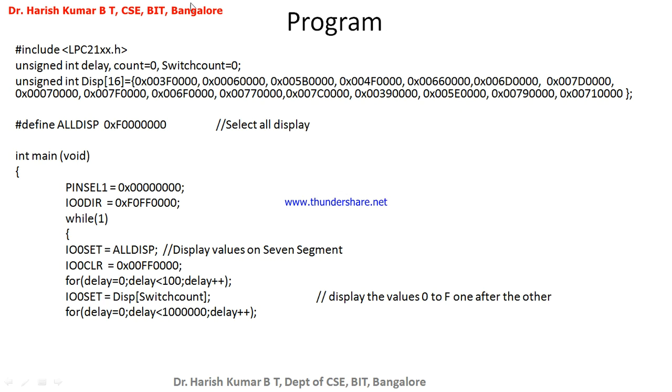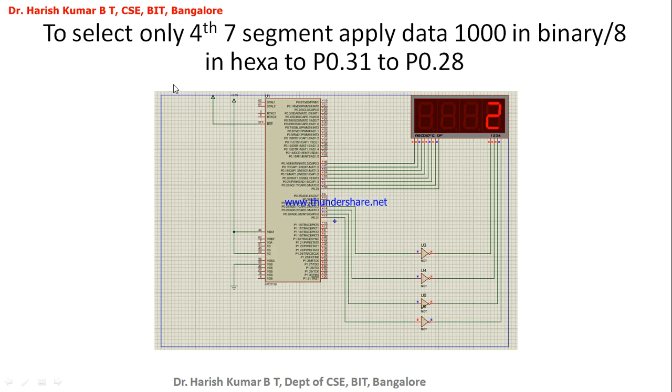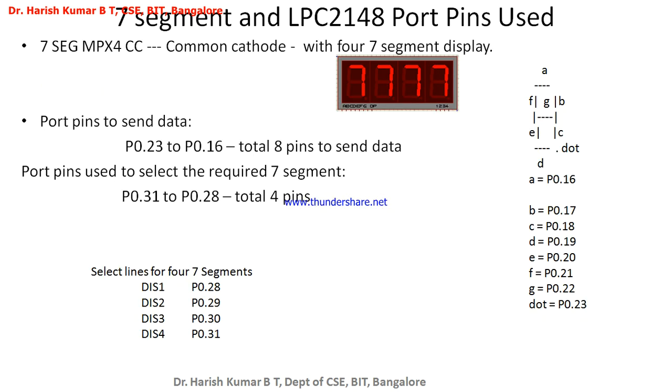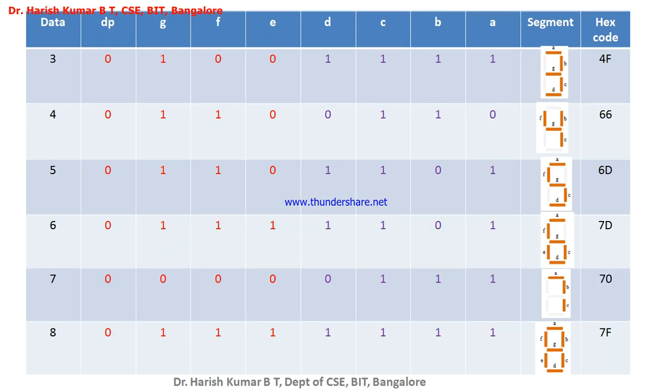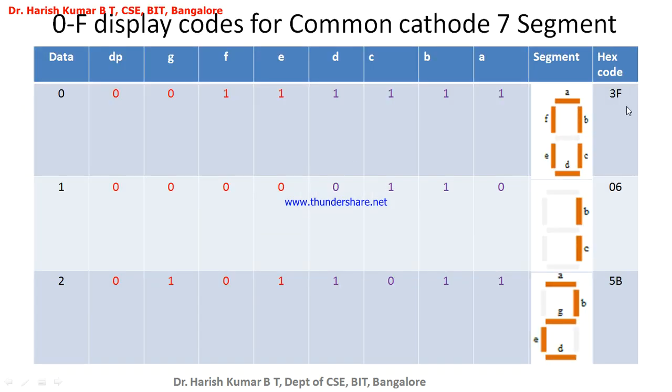Now this is the program. First let me explain this program. As usual, the lpc2148.h header file. Now you have global variables delay and count initialized to 0, and switch count is also 0, and this is my array display of 16. Now what I have written, this is the hex code for displaying 0 on the 7 segment. So 3F, that is what I showed you here. How you got 3F from here. So this is the hex code.